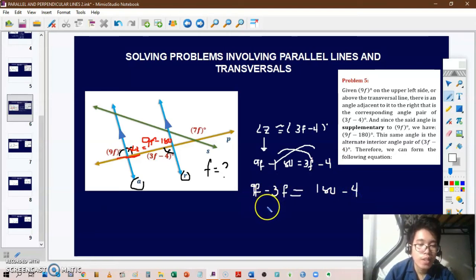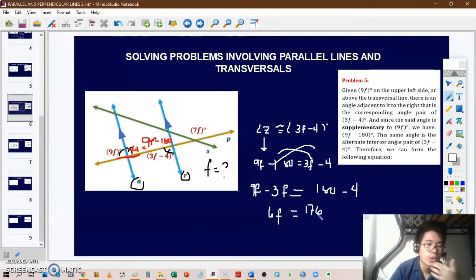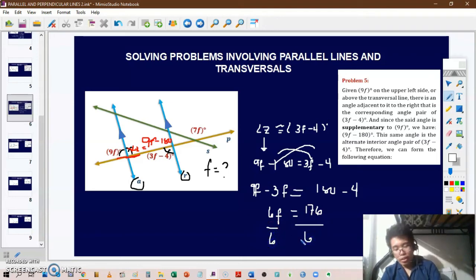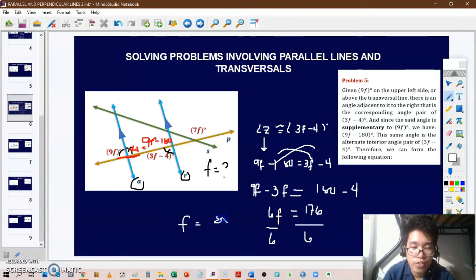So 9F minus 3F gives you 6F, which is equal to 180 minus 4, which is equal to 176. Is that right? 180 minus 4 is equal to 176. From here, we can divide both sides by 6, and therefore the value of F must be equal to 88 over 3. So there you go, that's the value of F right here.